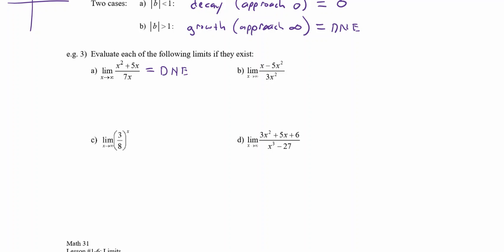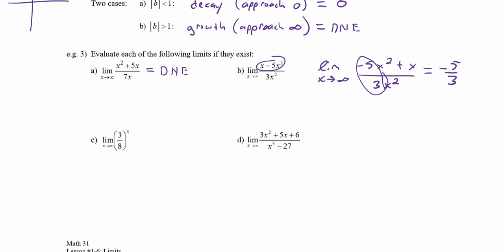Okay, so for B, what do you guys think? 0. Just careful on this one, though. They were trying to be tricky. We could rewrite this a little differently. Let's say the limit as x approaches infinity of negative 5x squared plus x, and then on the bottom, we've got 3x squared. Can you guys see it now? Yeah, the exponents are equal. So what would the limit be in this case? Negative 5 over 3. Yeah, just the numbers out front. So negative 5 over 3.